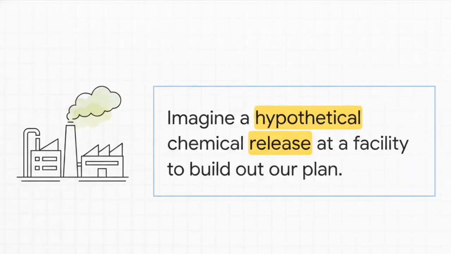To explain this simply and clearly, let's use a running example. We're going to imagine a hypothetical chemical gas release at a facility. Let's see exactly how we fill out our blueprint for this specific, highly dangerous threat.